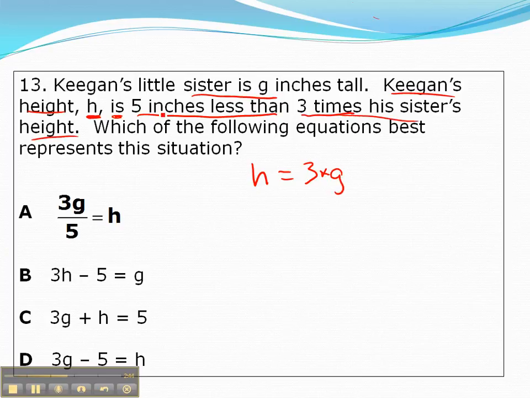But his height is not equal to 3 times his sister's height. It's equal to 5 inches less than that. So we have to subtract 5. So h equals 3g minus 5. And that is answer choice D.